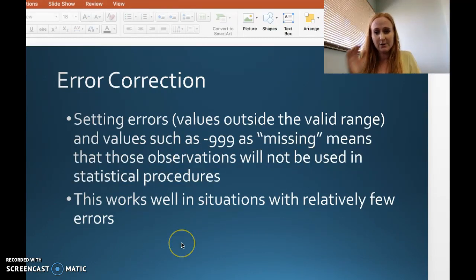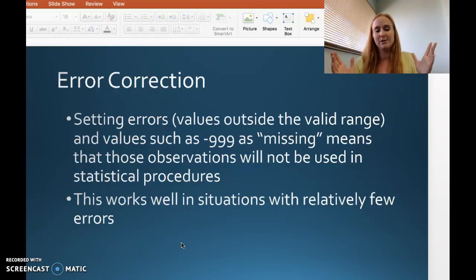So setting the errors, or the values outside the valid range or the broken ones, or non-responses like -999, to missing means that those observations will not be used in your statistic. This works well in situations with relatively few errors where we can just set those aside. Because it would be a shame to throw away an entire survey just because they gave an answer of I don't know on one question, right? They may have good answers across a lot of other questions, but they happen to not know the answer to one. So we want to keep all the good data and just exclude the data that doesn't work.